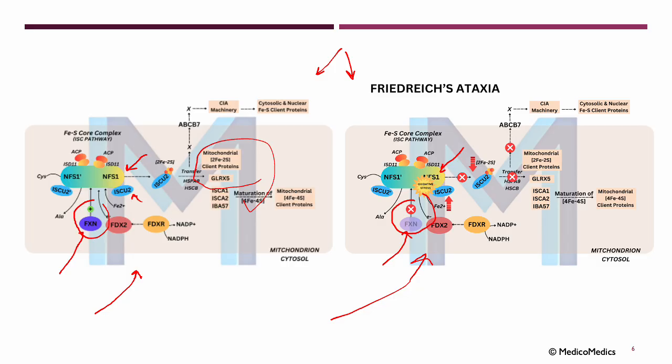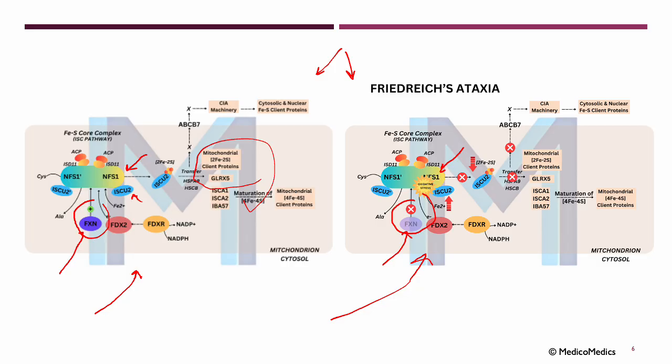And because iron is not being used up properly to form these clusters, iron will build up inside the mitochondria. And this buildup of iron, binding to available oxygen, leads to the development of these reactive oxygen species. And this causes oxidative stress, so damage to the cell.